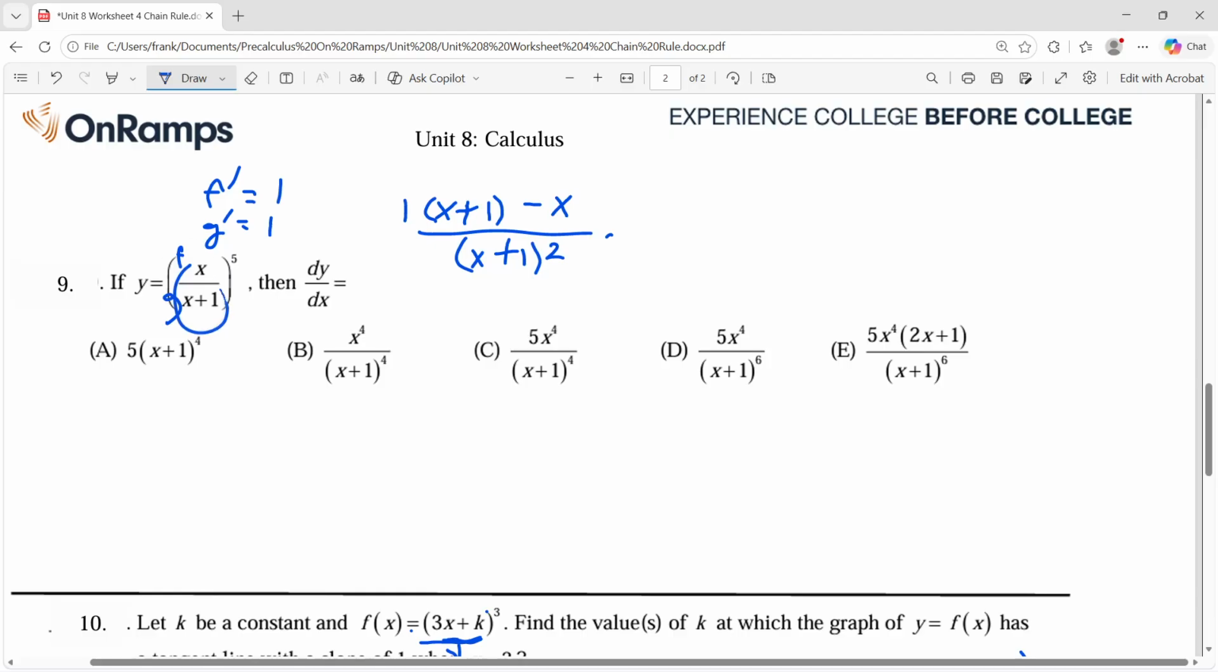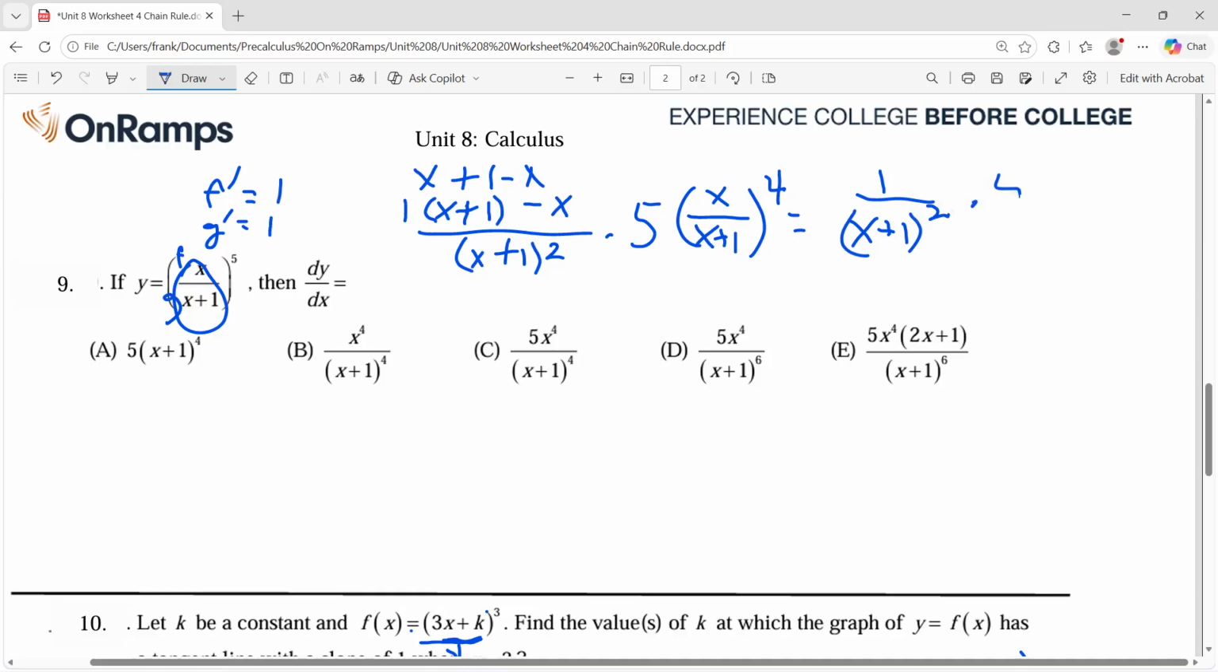I'm acting like this whole thing is just one big x. So it's going to be 5 times x over x plus 1, and then 5 minus 1 is 4. So let me see what I've got going on here. This is x plus 1 minus x, so that's just 1. 1 over (x plus 1) squared times 5.